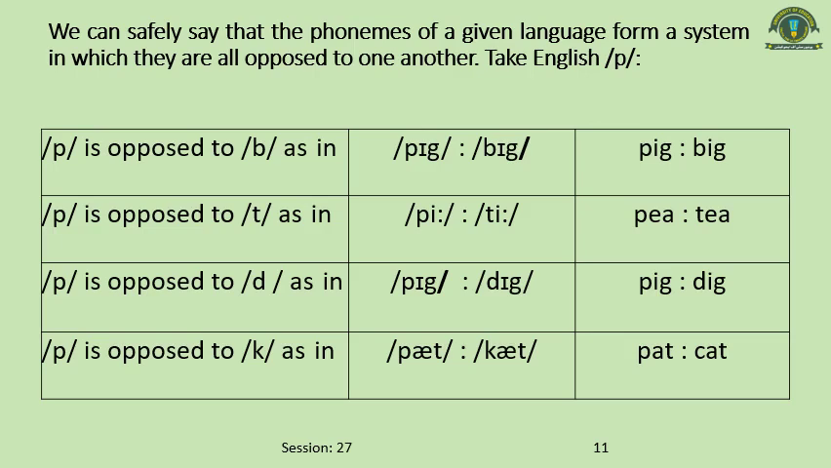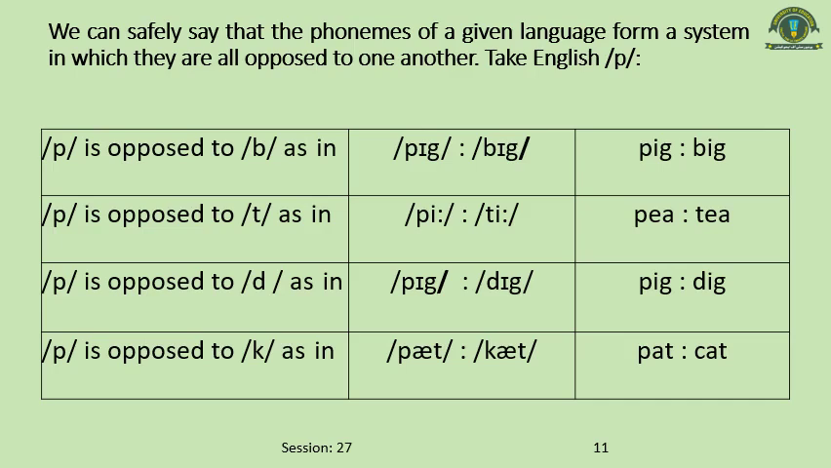The next is p is opposed to d as in pig, dig. P, I, g, pig. D, I, g, dig. Again, you can see the spelling P-I-G, pig, and D-I-G, dig.